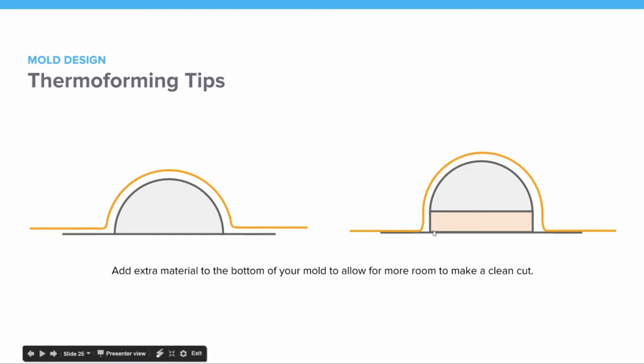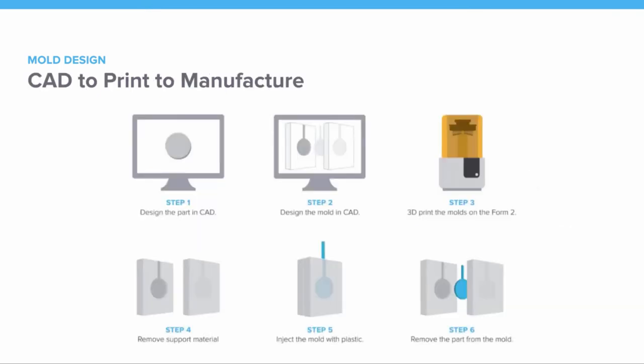But if you add a little bit of extra, say an extra centimeter, to the bottom of the part, it goes straight down and that bow out is moved downwards. So you can just slice it right off at the bottom of the part and you have a perfectly finished part. So just something to keep in mind when you're designing for thermoforming.